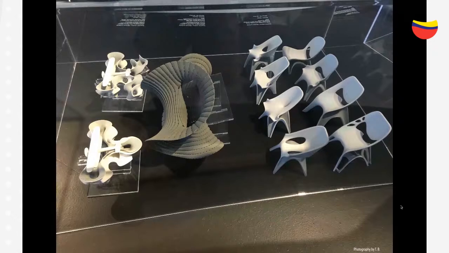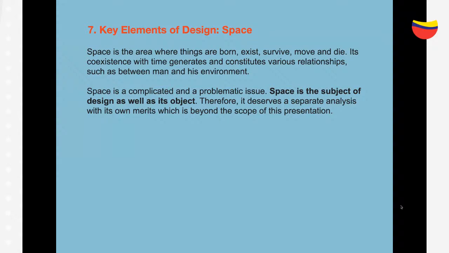Now, well, we came to a key element: space. Space is the area where things are born, exist, survive, move, and die. Its coexistence with time generates and constitutes various relationships, such as between man and his environment. Space is the subject of design as well as its object. So in that sense, space is a very complicated issue. I'm not going into the details, just to make you aware of the variety of it. I will show some examples.